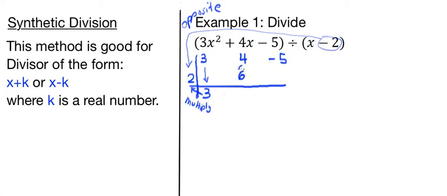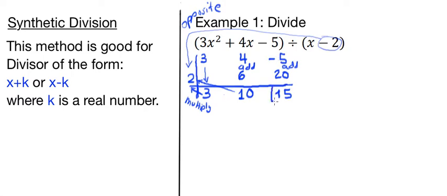Next you add these two numbers, add 4 and 6. 4 plus 6 is 10, so we write 10 here. Then you repeat the process again. Multiply 10 times 2. Place the result over here, 20. So now add these two guys. Minus 5 plus 20 is 15. Right? And then we stop because we are at the last column.